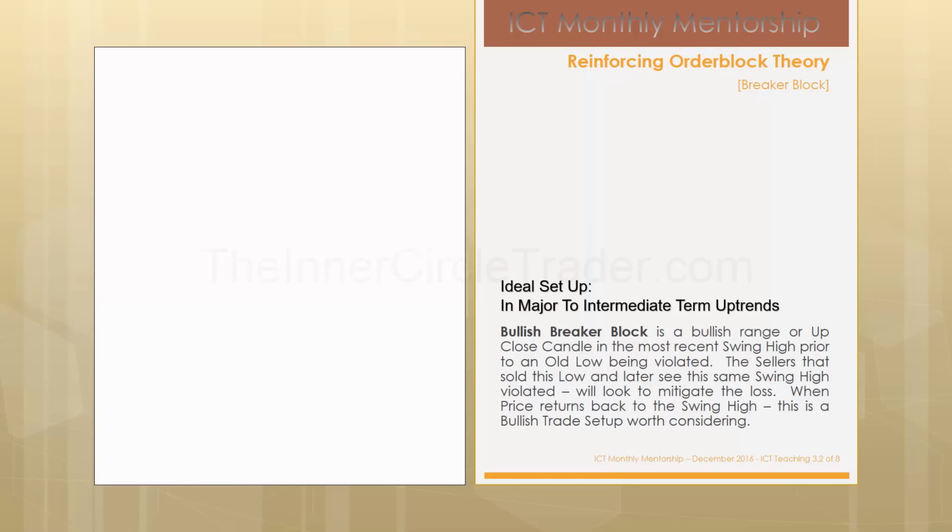Okay, for a bullish breaker, it's a bullish range or up close candle in the most recent swing high prior to an old low being violated. The sellers that sold this low and later see this same swing high violated will look to mitigate the loss. When price returns back to the swing high, this is a bullish trade setup worth considering.